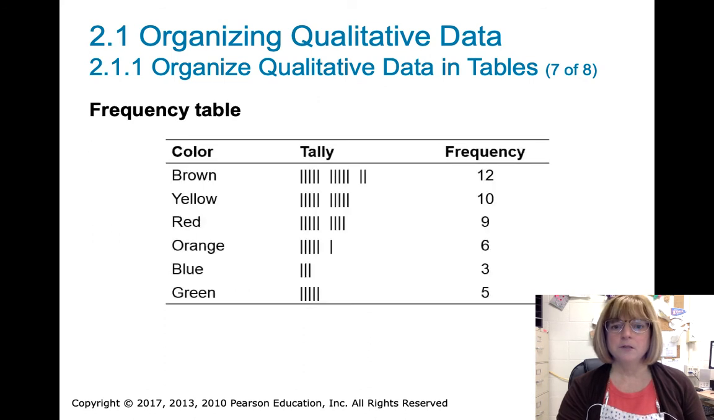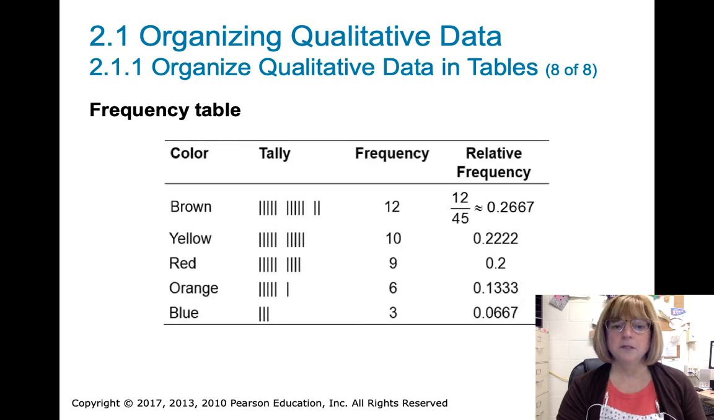So in this case, we would take our frequency table, we would count up how many we have, 12 plus 10 plus 9 plus 6 plus 3 plus 5, which turns out to be 45. And so now we can find the relative frequencies for each of the colors there. The decimal value that we use for relative frequencies is typically 3 or 4 decimal places, and you can see here they've used 4 decimal places.